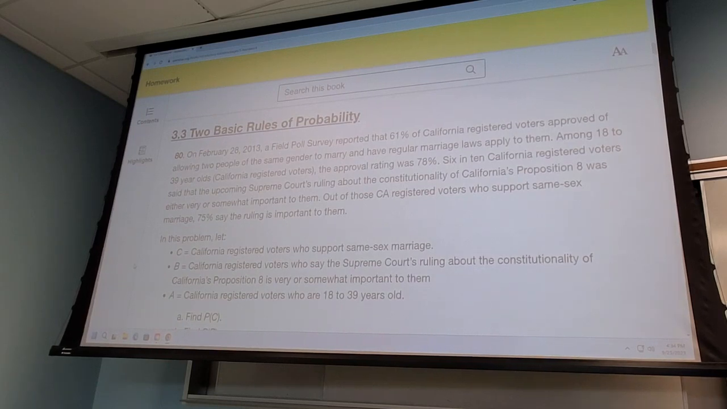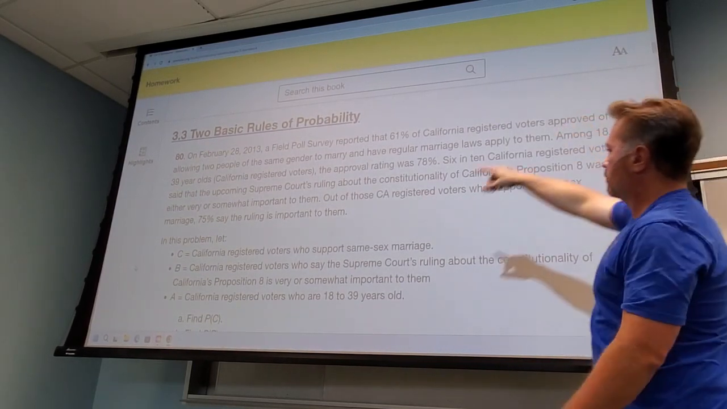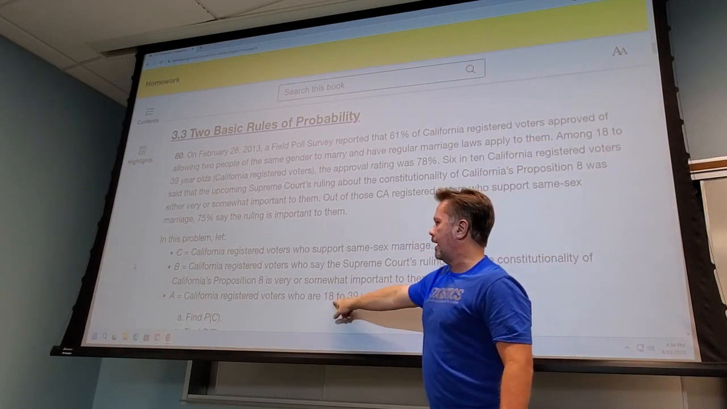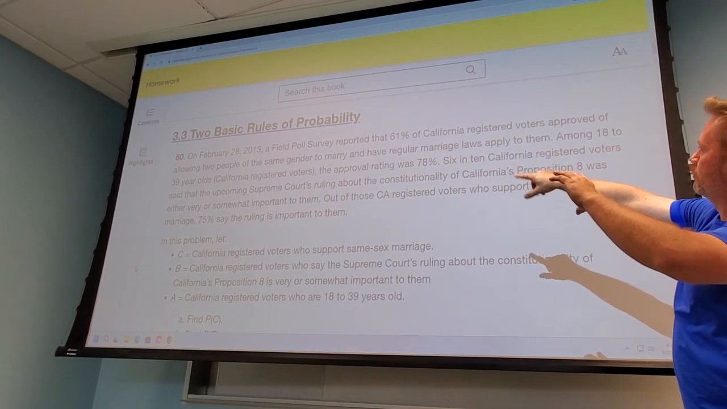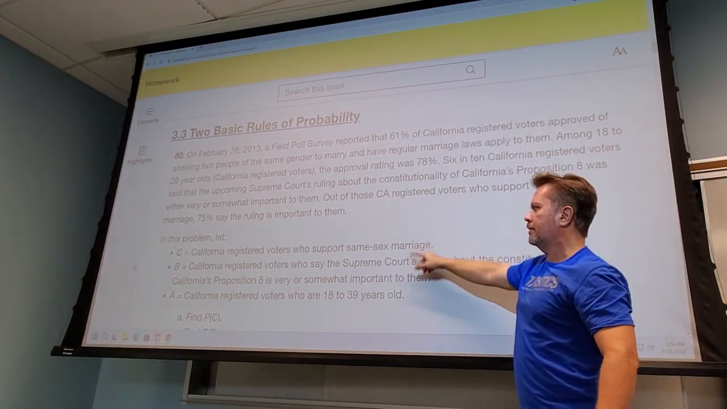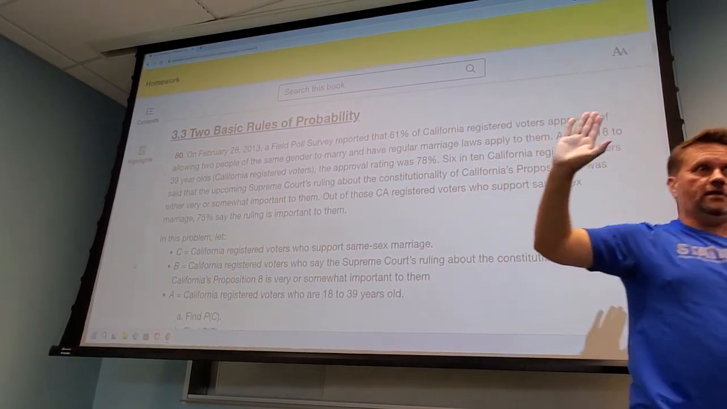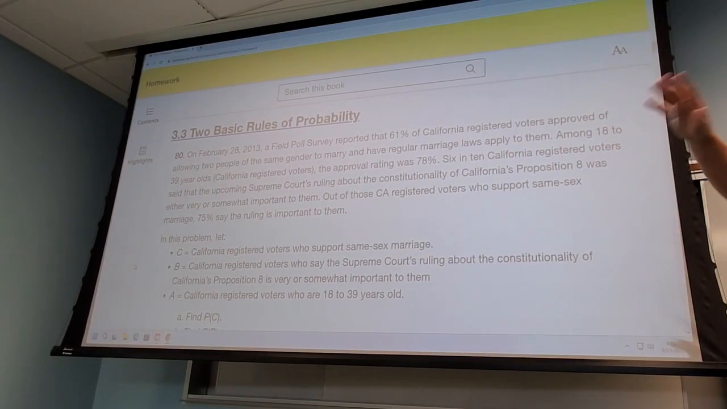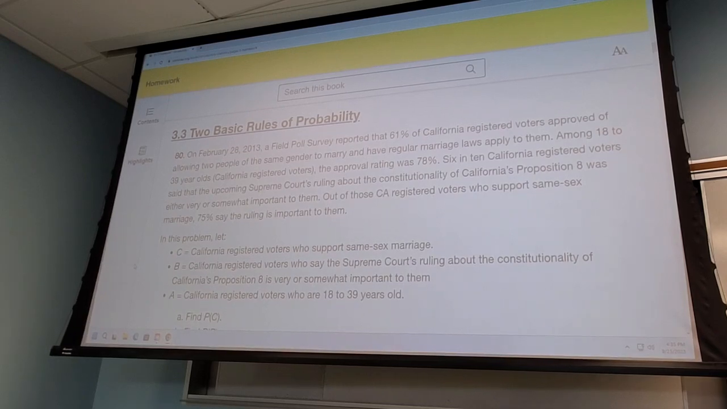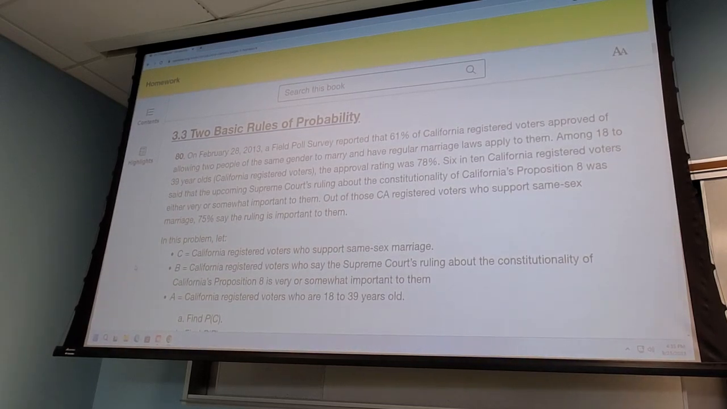Are you guys with me? Okay. So among 18 to 39, so given A, the approval rating, C given A is 0.78. Are you all with me so far? And then just keep going, right? Before you even look at the problems.